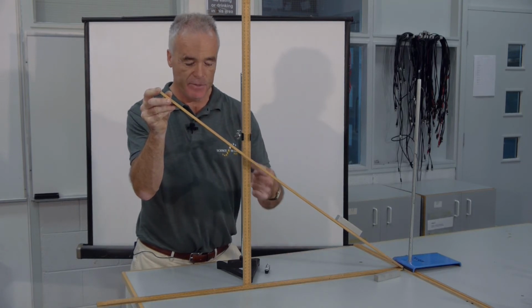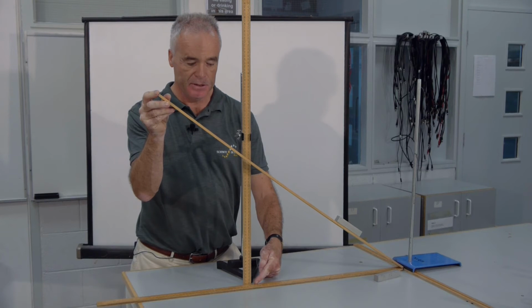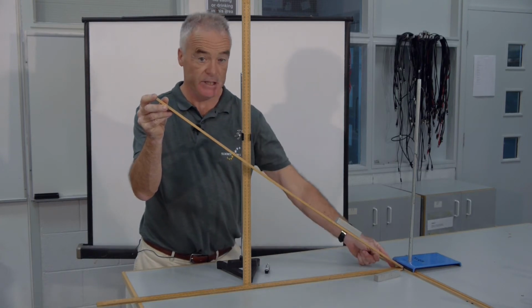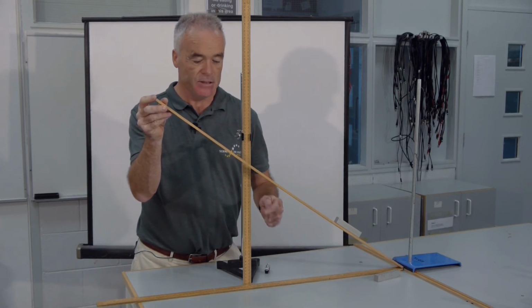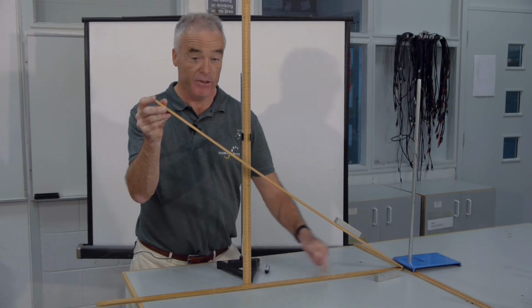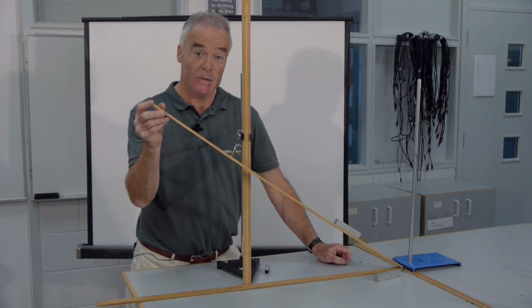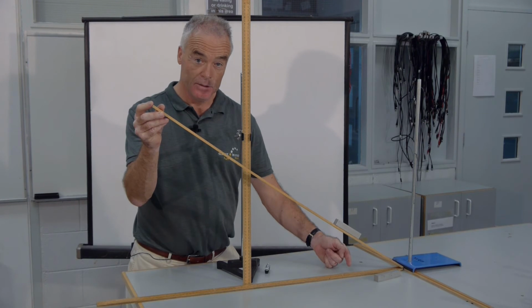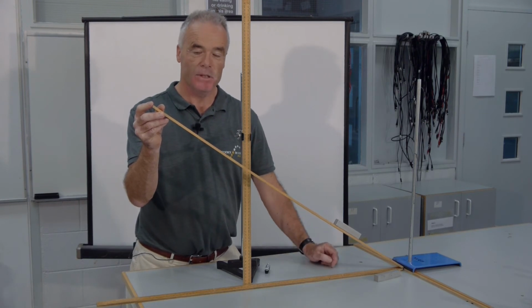Now the height from here to here needs to be measured, and the distance from here to here measured, and it turns out that that number divided by this number equals the tan of the angle, but also equals the coefficient of friction.